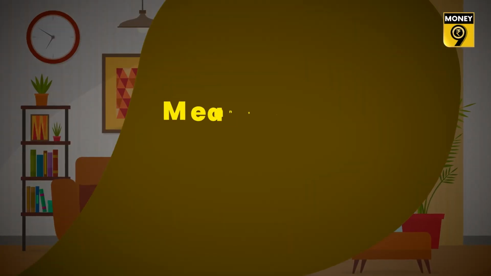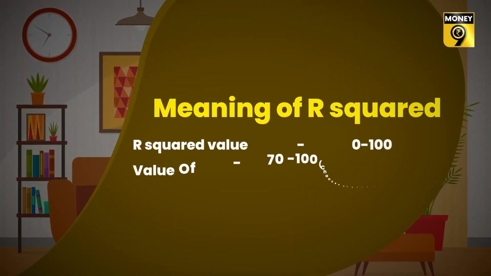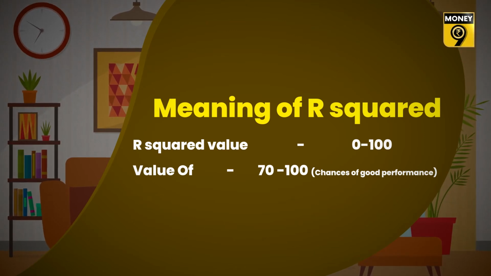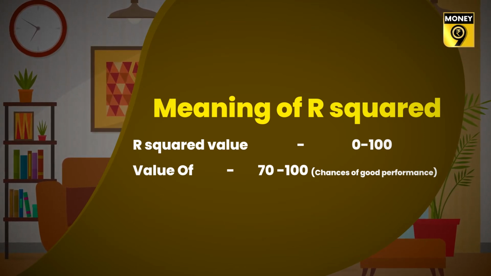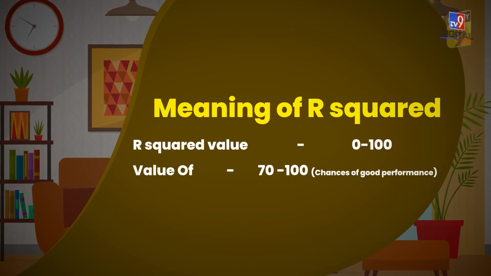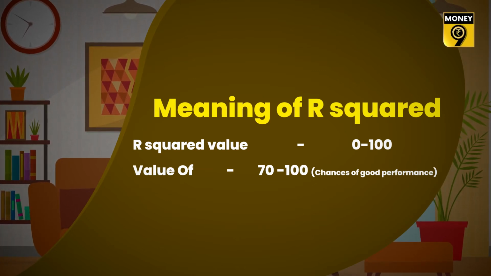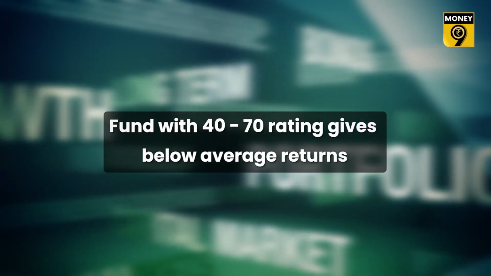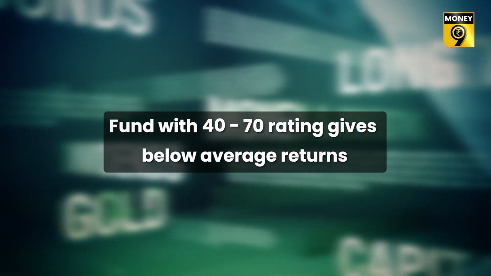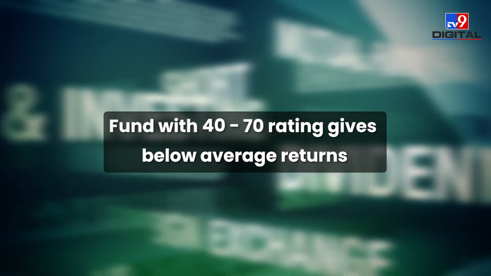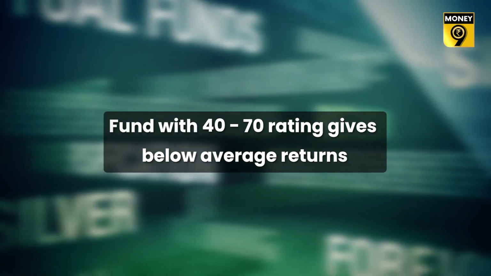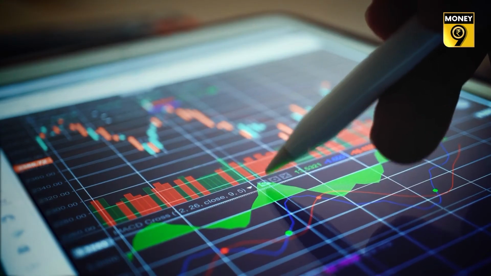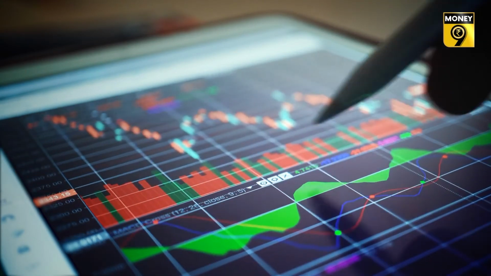R-squared. It shows the relationship between a portfolio and its benchmark. Its value usually ranges from 0 to 100. According to industry experts, if the R-squared of a mutual fund is between 70 and 100, it means that it has a great scope of performing well. It is closely related to the index. Similarly, a fund with a rating of 40 to 70 may give less than the average portfolio return, and a fund with a rating of less than 40 indicates that the returns of its portfolio are not comparable to the index.